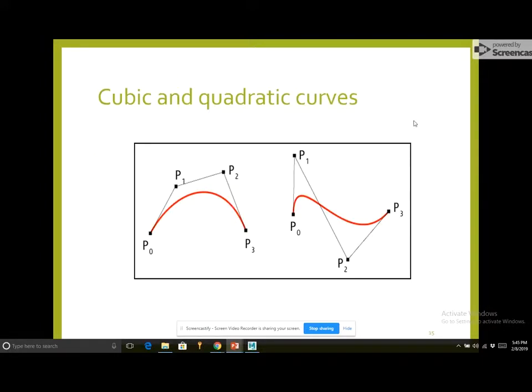Now we'll see the cubic and quadratic curves. This one is a cubic NURBS curve. Here we have 4 control points and the degree is 3. And this is a quadratic curve which is having 4 control points. So now let us see the impact of weight on these cubic and quadratic B-spline curves and basis functions.